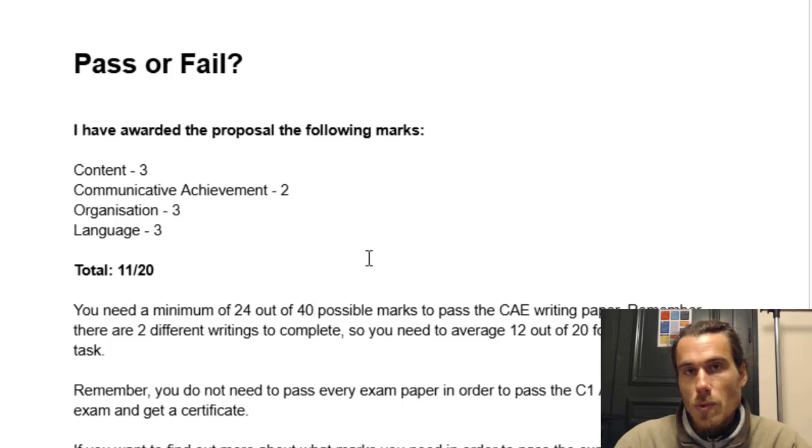So a couple of small things you can do to just tie it together, make it a bit more concise, and also room to add a bit more extra information if you have time to do so.